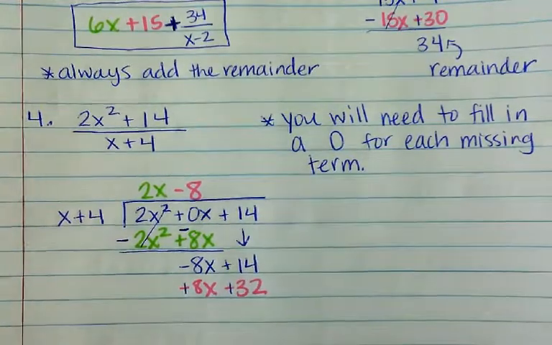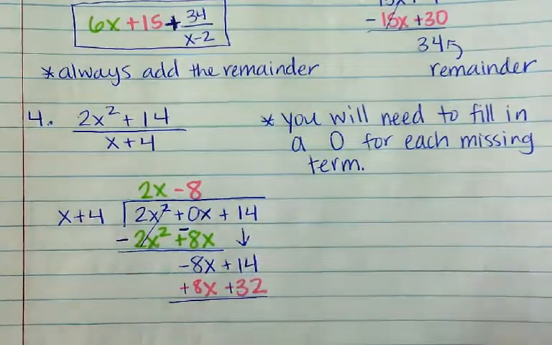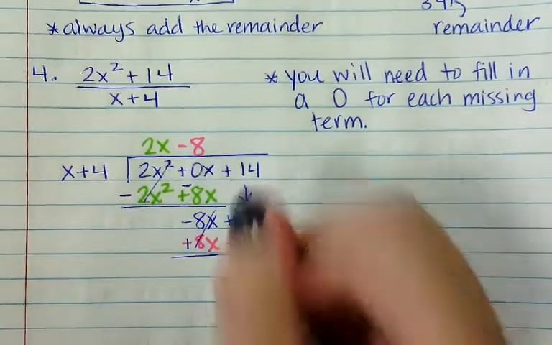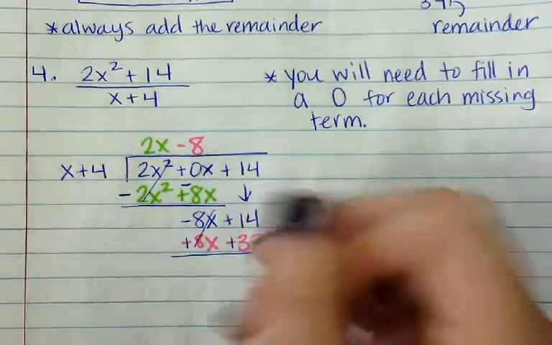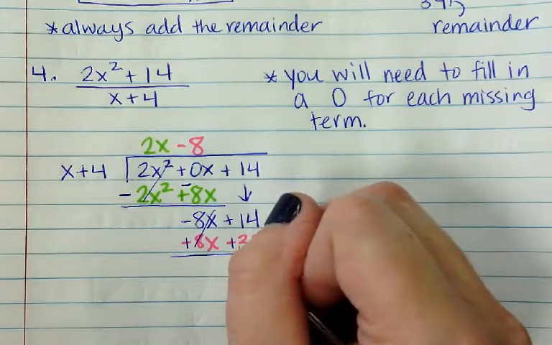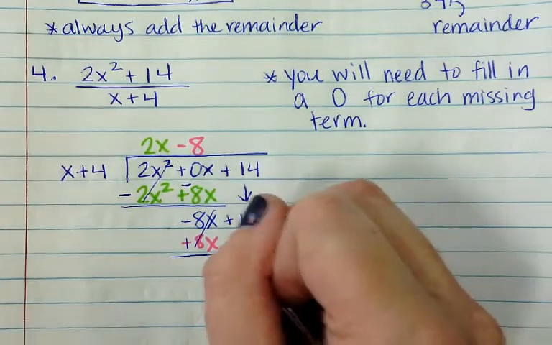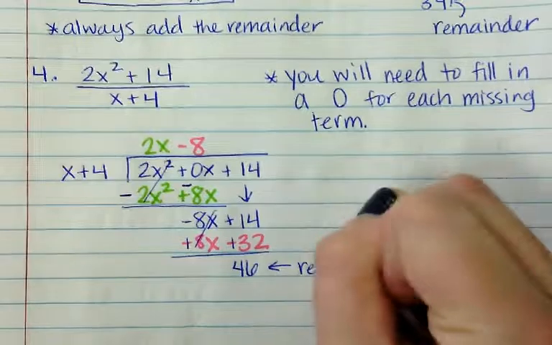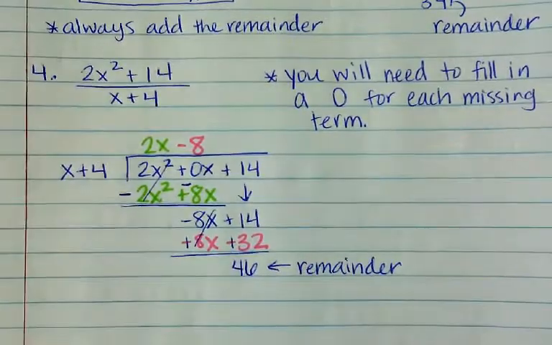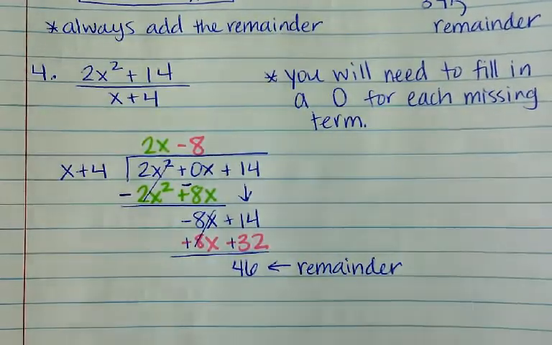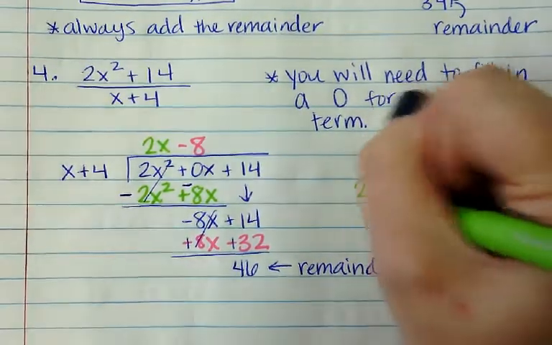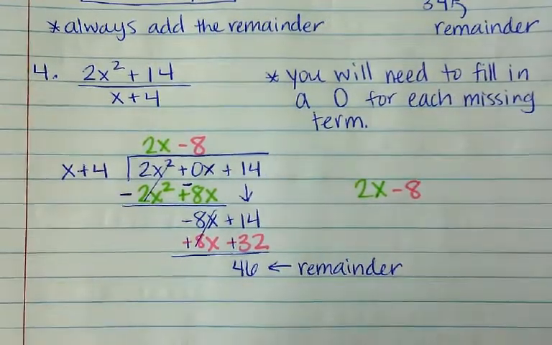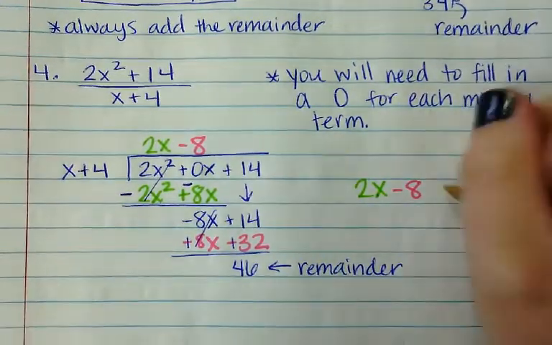And then what is that going to be? 46? Is that right? So this 46 is my new remainder. Okay? So then the final answer would be 2x minus 8 plus 46 over x plus 4. Okay? How do y'all feel about this so far?